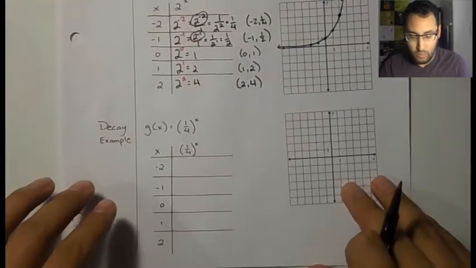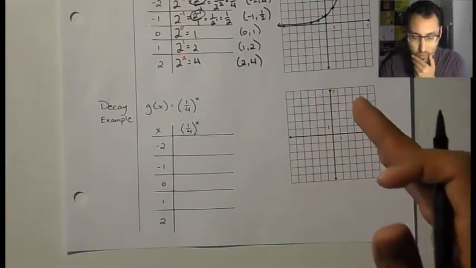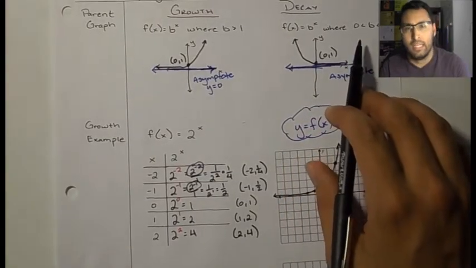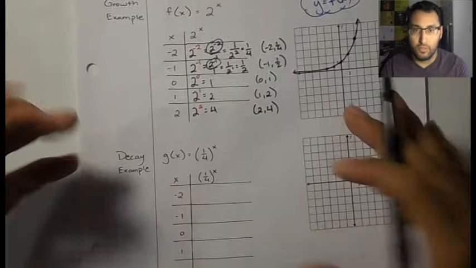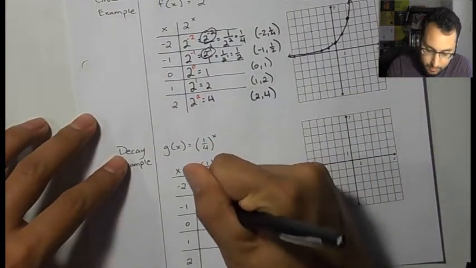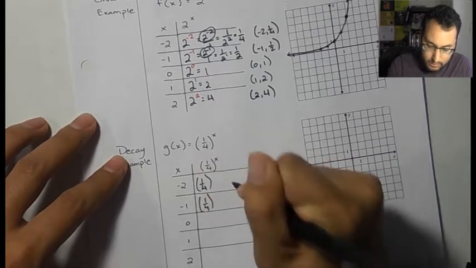Okay, now let's get to our decay function. It's pretty similar to what we're doing, but we have a fraction in this case. Right, decay, this is where the b value is in between 0 and 1, and 1/4 is in between 0 and 1. So let's just go ahead and write this in before I apply our exponents.